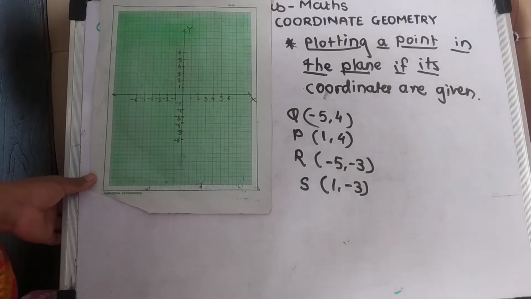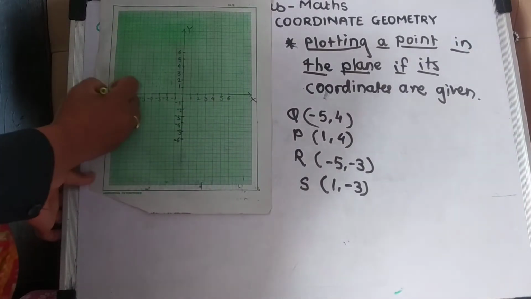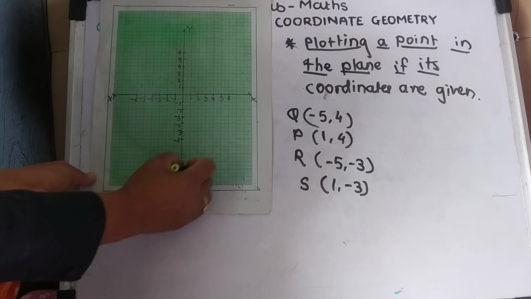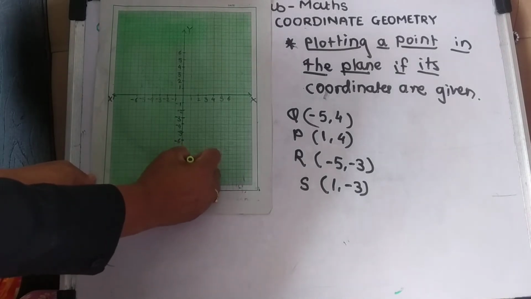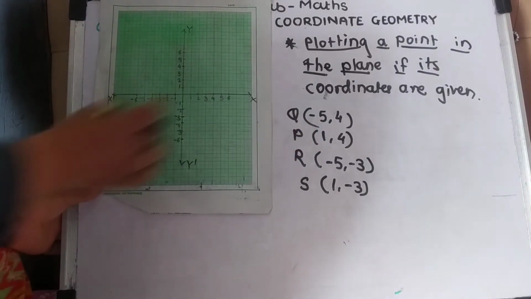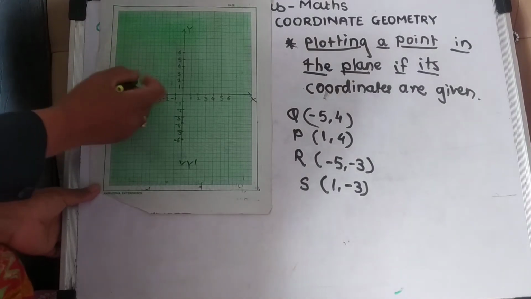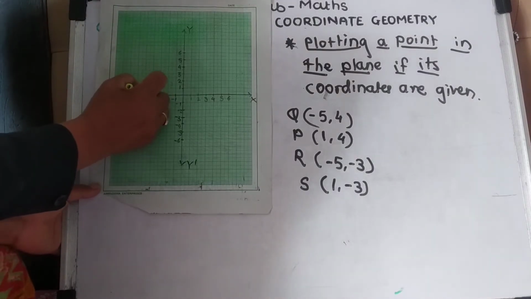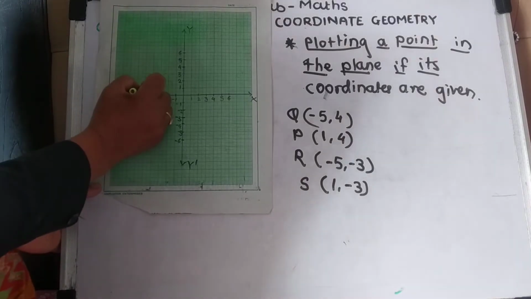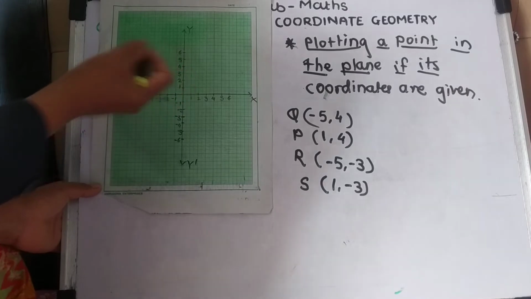Now label this as the x-axis and this as the y-axis. Got it? When we draw the axes, that is the time we label them x, x dash, and y, y dash. Good. Now let us plot these points. This Q is -5 and 4. One negative and one positive, in which quadrant will it come? In the second quadrant, right? From -5 we have to go up to 4. So you can draw a line or simply plot a point over here, and this point is what?